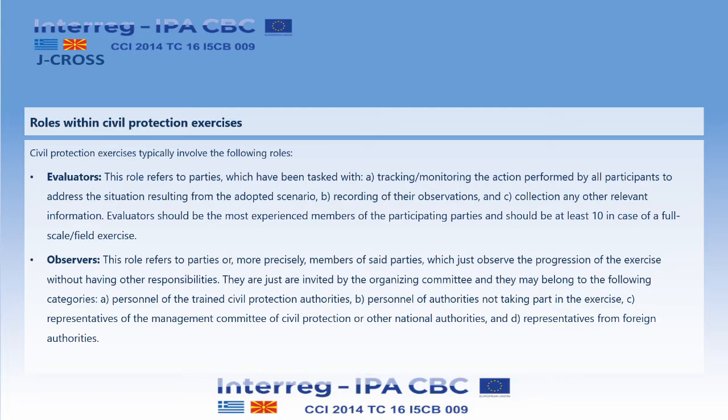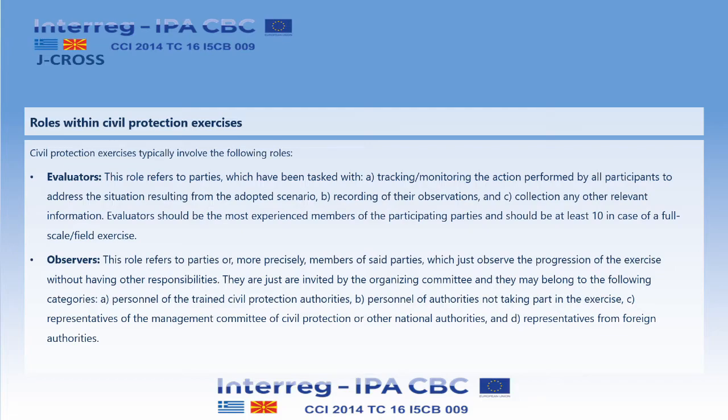Civil protection exercises typically involve the following roles. Evaluators. This role refers to parties which have been tasked with tracking and monitoring the action performed by all participants to address the situation resulting from the adopted scenario, recording their observations, and collecting any other relevant information. Evaluators should be the most experienced members of the participating parties and should be at least 10 in case of a full-scale or field exercise.